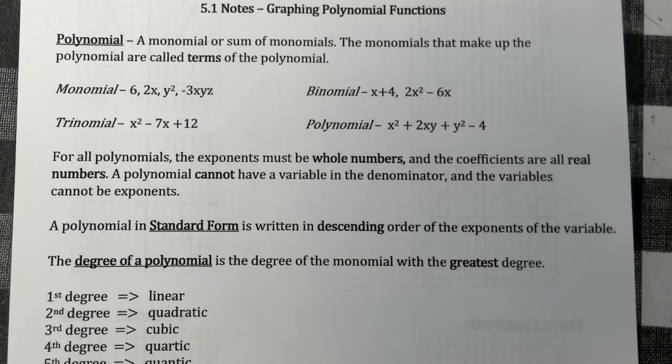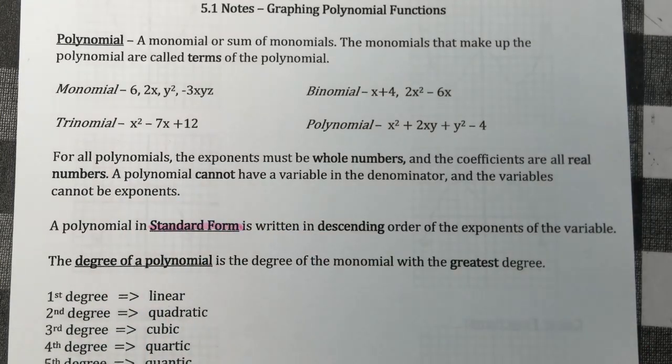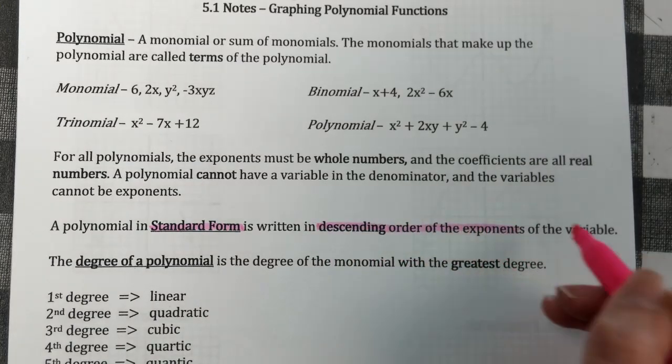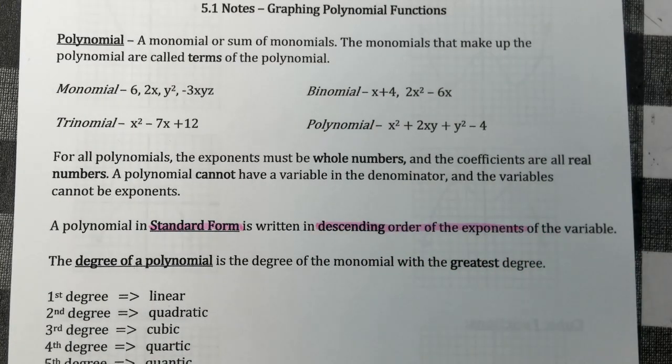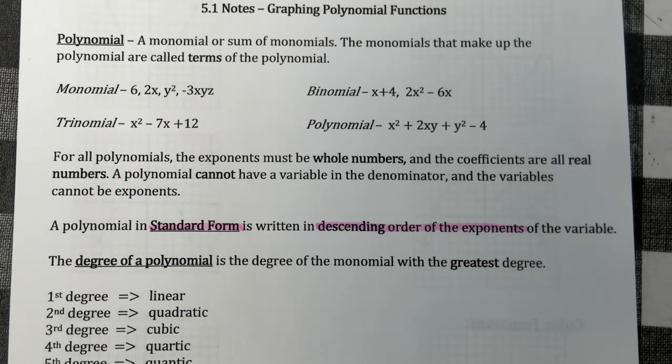What you need to be familiar with, though, is standard form of a polynomial. Standard form is your polynomial in descending order of your exponents. So you go from your highest exponent down to your constant. So this x squared minus 7x plus 12 is standard form of a trinomial.